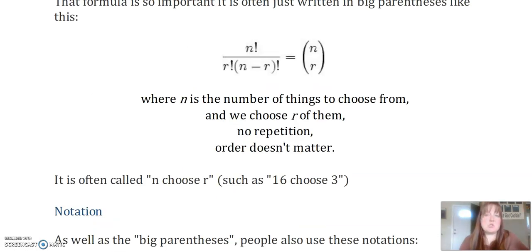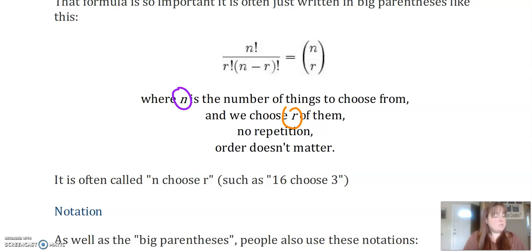And combinations are so important and so common that they have a special notation that you often see. It's these big parentheses with n on the top and r on the bottom. So remember, n is the number of things we choose from, and r is the number of them that we choose. So we actually say n choose r, or 16 choose 3. That's actually a notation that people use in math.